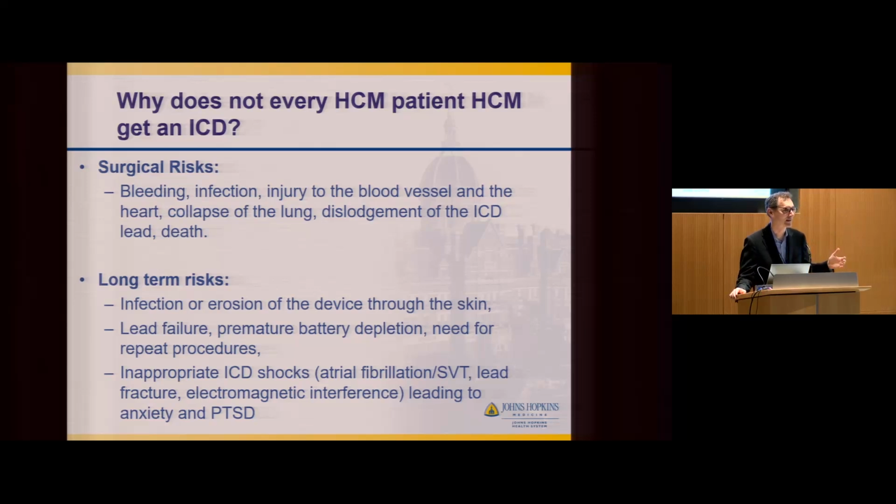Well, very rarely the computer, or the ICD, can be fooled into thinking there is a dangerous rhythm when in fact there is none, and you could get an inappropriate shock. So you can get a shock when you don't need one. Those are very painful. Patients can get PTSD. So it's very important to really assess the need for a defibrillator and to implant defibrillators in those patients who are at highest risk.